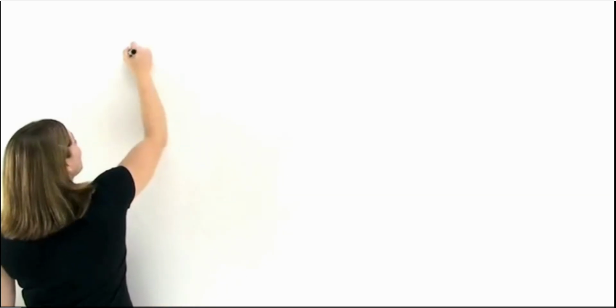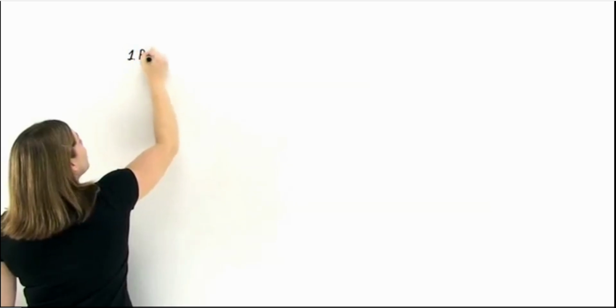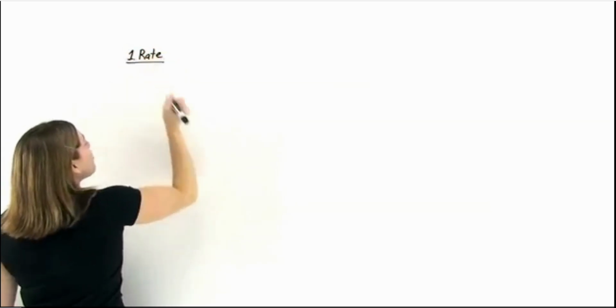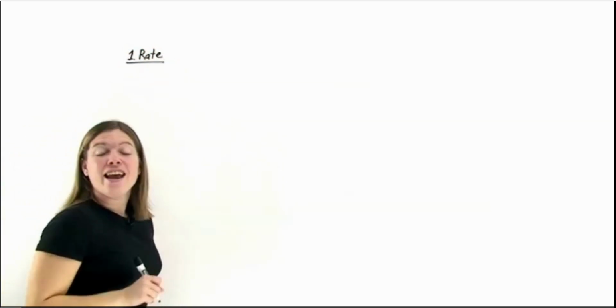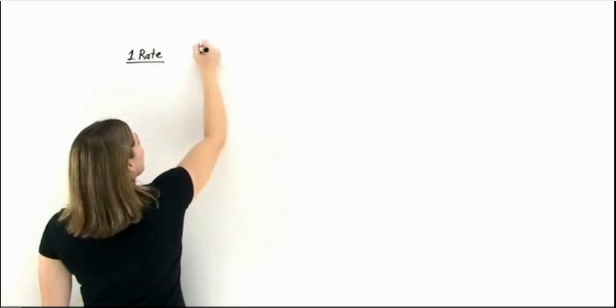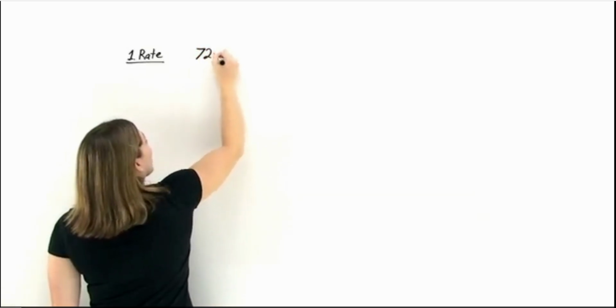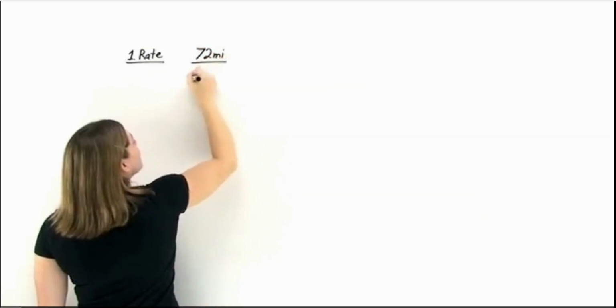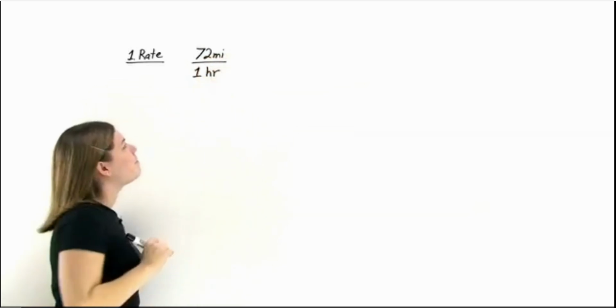A car is traveling 72 miles per hour on the interstate. How many feet per second is the car traveling? In this problem, we've been told that a car is traveling at 72 miles per hour. That's a rate. Remember, a rate is a ratio of two quantities that are measured in different units. Here we have 72 miles per hour. We can write our rate like this: 72 miles over 1 hour.